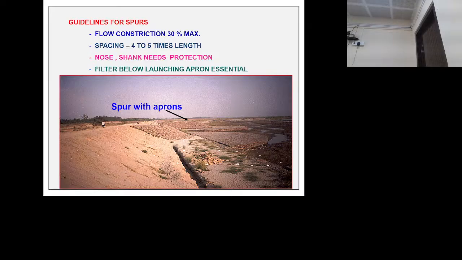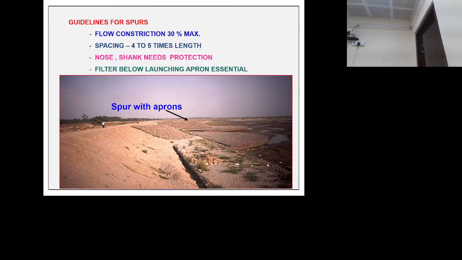The length of the launching apron in this case is scour depth into D max. In the nose portion, I have to go for 2 times D max, and in the shank portion, we'll go for 1.5 times D max. These are the designs of spurs.